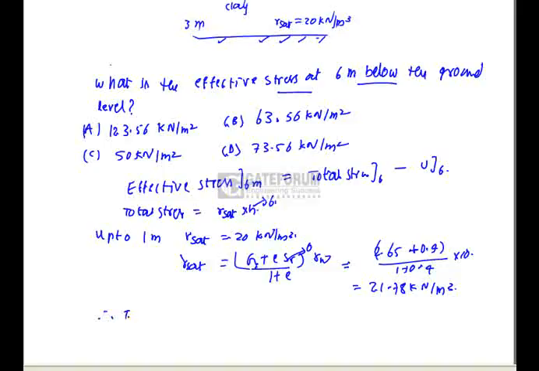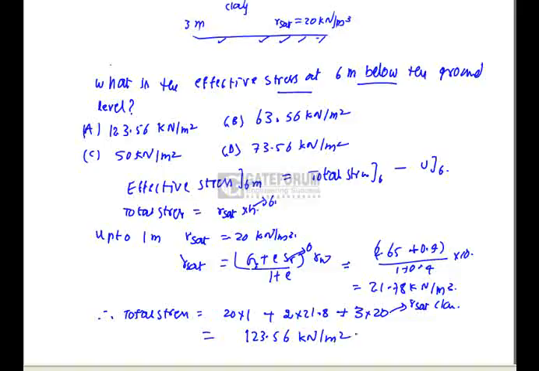Therefore, total stress we can calculate as 20 into 1 plus 2 into 21.8 plus 3 into 20. At the clay layer, the gamma saturated is given as 20. So total stress is equal to 123.56 kilonewton per square meter.